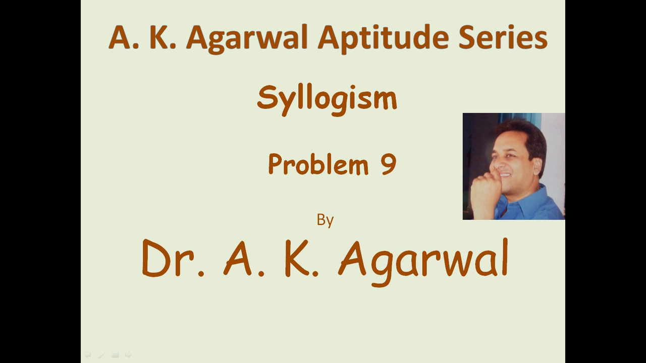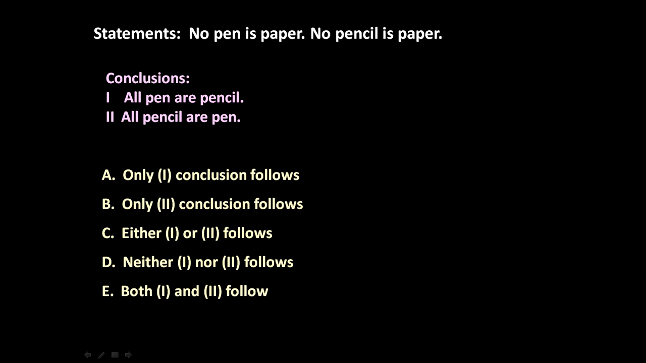Friends, in this session we are going to learn a technique for solving a problem on syllogism. Here the given problem is: two statements are given, no pen is paper, no pencil is paper. Based on these two statements, two conclusions are given: all pen are pencil, all pencil are pen. So we have to determine which of the conclusions follows.